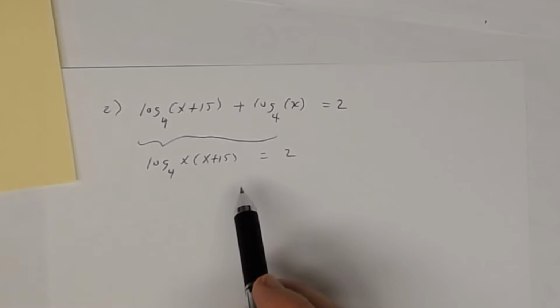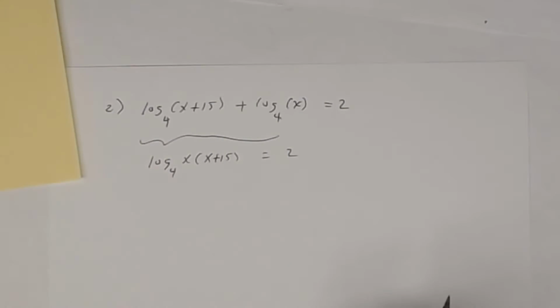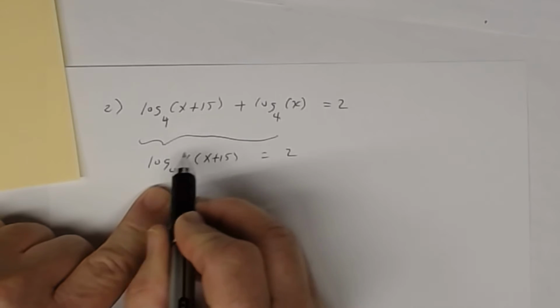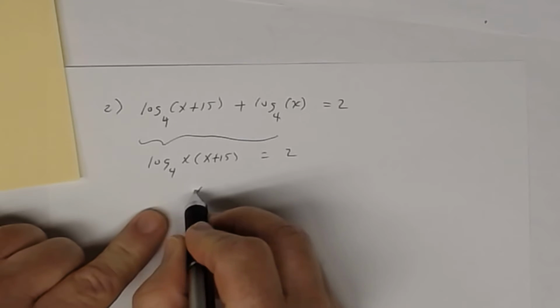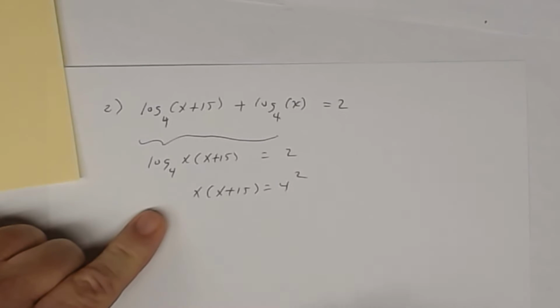So remember, the next step is to rewrite it in exponential form. So we're going to say 4 squared equals the argument. So x times (x plus 15) equals 4 squared.